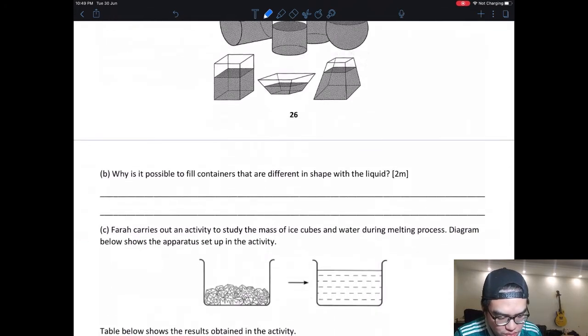Liquid is filled into containers that are in different shape. Why is it possible to fill containers that are different in shape with the liquid? So you can say particles of liquid are free moving. Means they will flow. So they will follow the shape of containers.